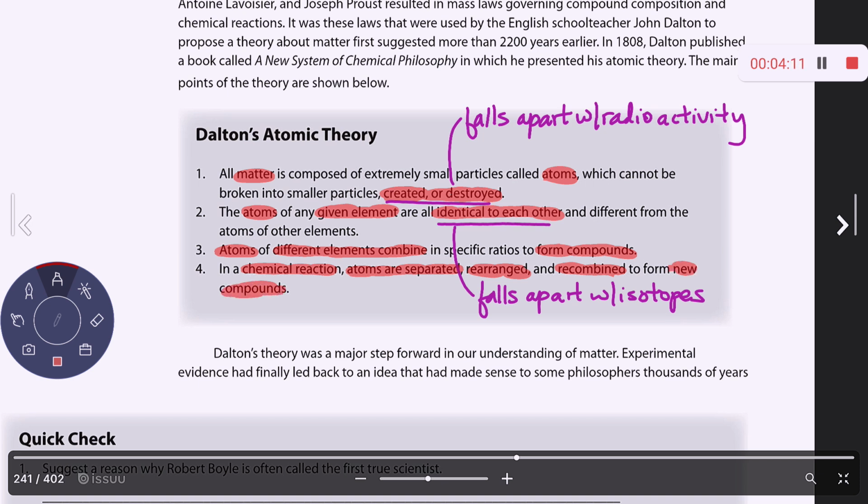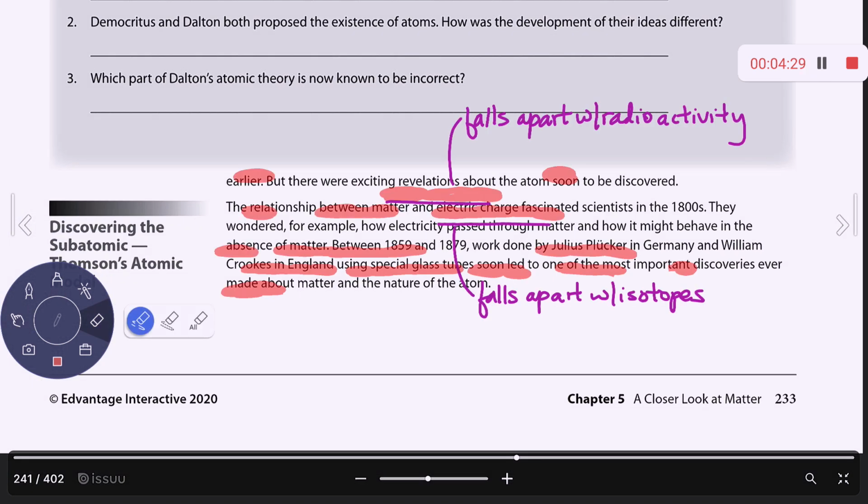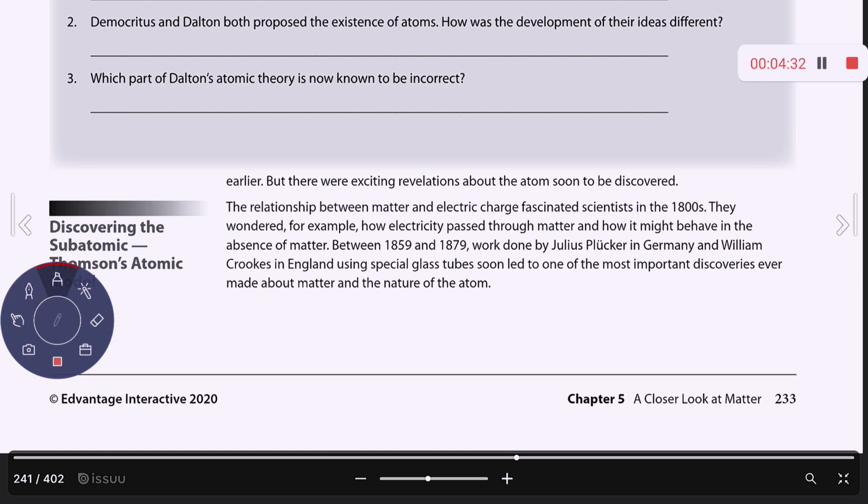Okay, you can pretty much bank on seeing some sort of a multiple choice question on a test pertaining to the atomic theory. Now let's take a look at the bottom of the page. So now we're going to move on to using glass tubes to probe matter to reveal what it's made of. In the 1800s, a lot of scientists were really fascinated by matter and electric charge. And Julius Plucker in Germany and William Crookes decided to use these glass tubes to reveal the nature of the atom. So let's go to the next page.